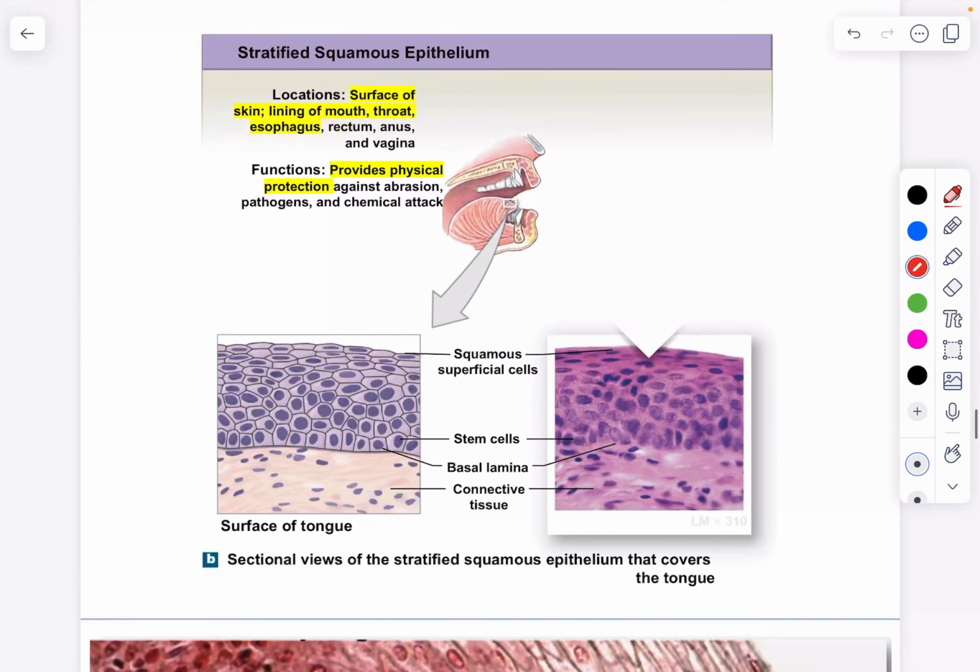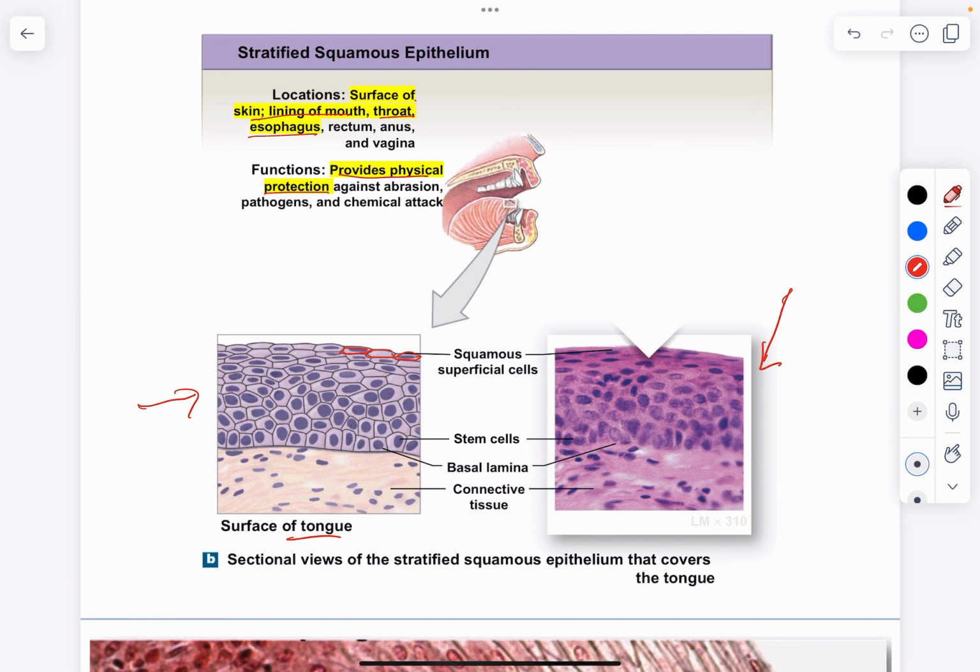Okay. Then I go on to show you where you can find stratified squamous. So remember, stratified would mean there are multiple layers, more than one. And if it's stratified squamous, the squamous cell must be at the very top. And that is indeed what we see here in this picture. This is a stratified squamous epithelium. One location is in the tongue. Okay, so it's on the surface of the skin, the lining of the mouth, the throat, and the esophagus are some great areas to choose from. Because there are so many cells, it provides a great physical protection.